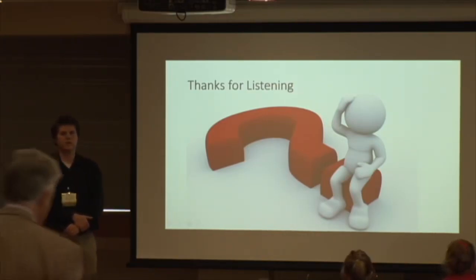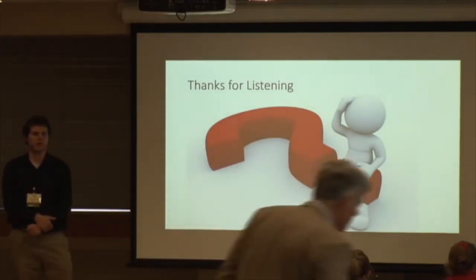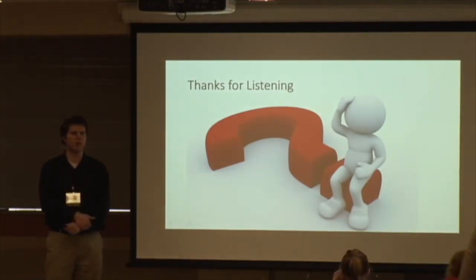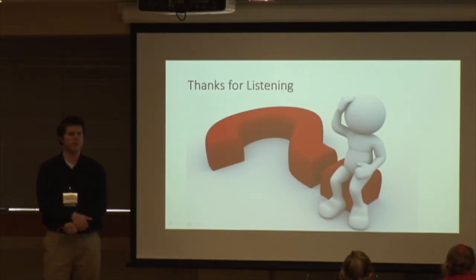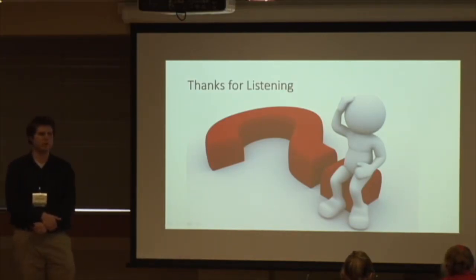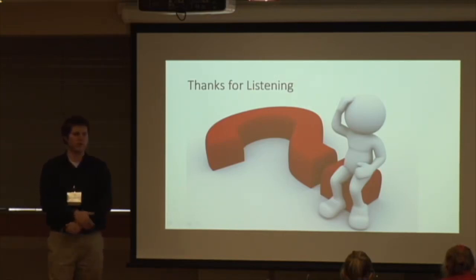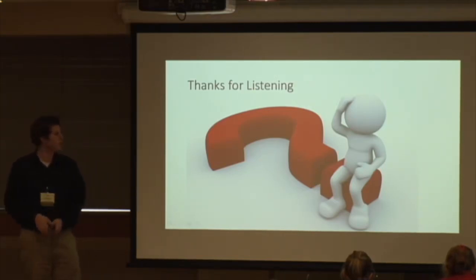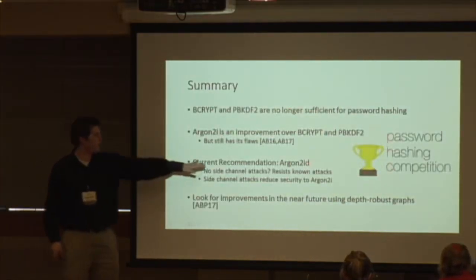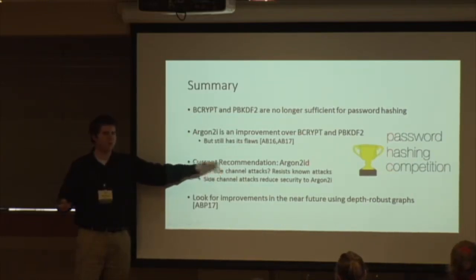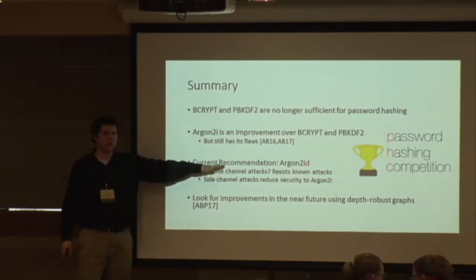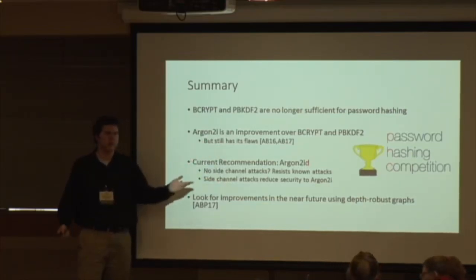Yeah, Argon 2 is publicly available. If you search for Argon 2 just on Google, you can find their library. It's being considered for standardization by the Internet Research Task Force. So the library is public. If you want to use it, go for it. Like I said, I would recommend using Argon 2 ID because it's kind of the best of both worlds. If you can resist side channel attacks or eliminate side channel attacks, then there are no known attacks. And even if there are side channel attacks, it's at least as good as Argon 2i in that case.